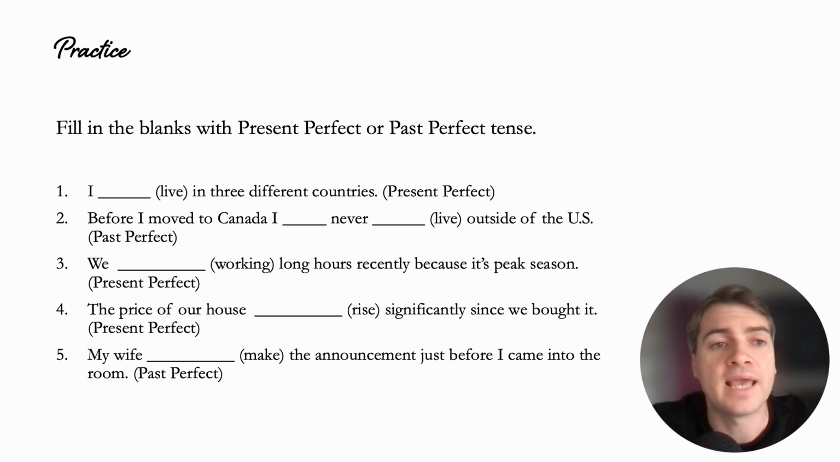Number 3, we have been working long hours recently because it's peak season, have been up to now, present perfect. Number 4, the price of our house has risen significantly since we bought it. Okay, again, from that time that we bought it up to now is present perfect. And number 5, my wife had made the announcement just before I came into the room. So I came into the room, that's the past simple moment, and we're saying she had made the announcement before that, okay, before I walked into the room.